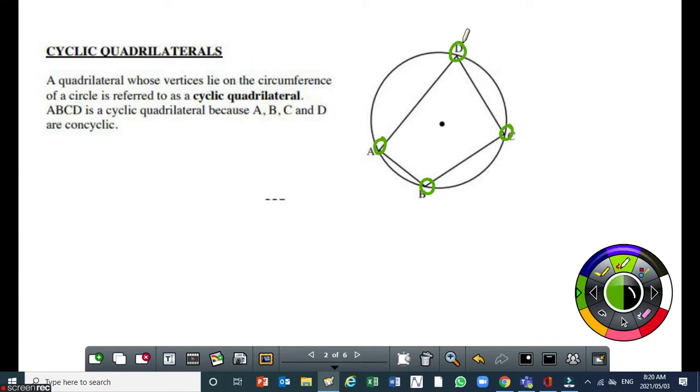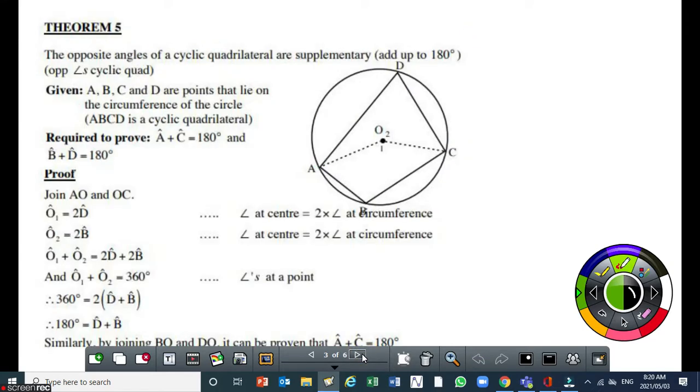Now, there are about 2 main theorems on cyclic quads. Okay? So I'm going to move on to the first theorem on cyclic quads. Now, the first theorem, which is going to be our theorem 5, says that the opposite angles of a cyclic quadrilateral are supplementary. And I'm sure you can remember from your previous grade that the word supplementary means add up to 180 degrees. So, the opposite angles of any cyclic quadrilateral add up to 180 degrees.